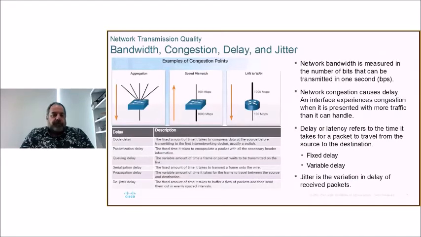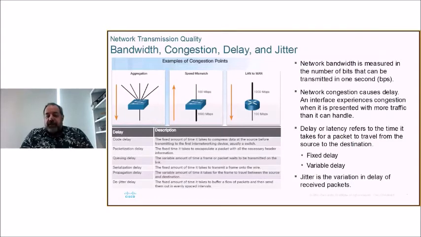All right, so what can happen to cause problems in transmission and or decrease the quality of transmission? We've got congestion, delay and jitter. Network bandwidth is measured in the number of bits that can be transmitted in 1 second, so bits per second. Network congestion causes delay. An interface experiences congestion when it is presented with more traffic than it can handle, so it has to start queuing it, and that's how you get congestion.